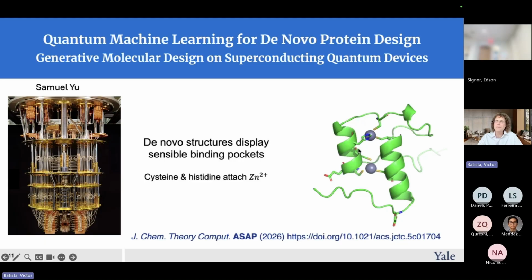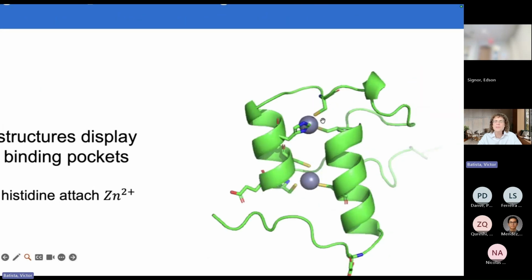What you see here, we were trying to generate proteins that bind zinc, right? These gray balls are zinc ions, zinc 2 plus ions. And what you see next to them are the side chains of amino acid residues that usually bind to zinc, in this case, cysteines and histidines.